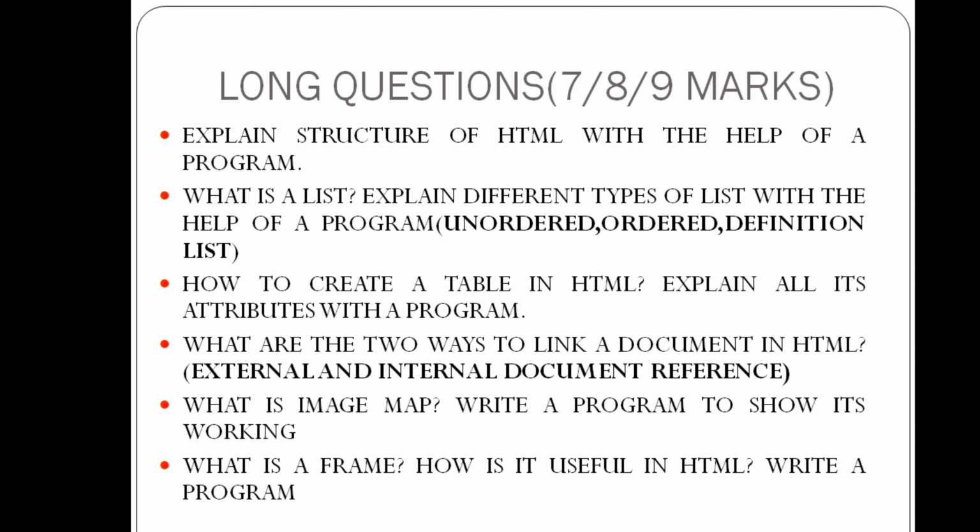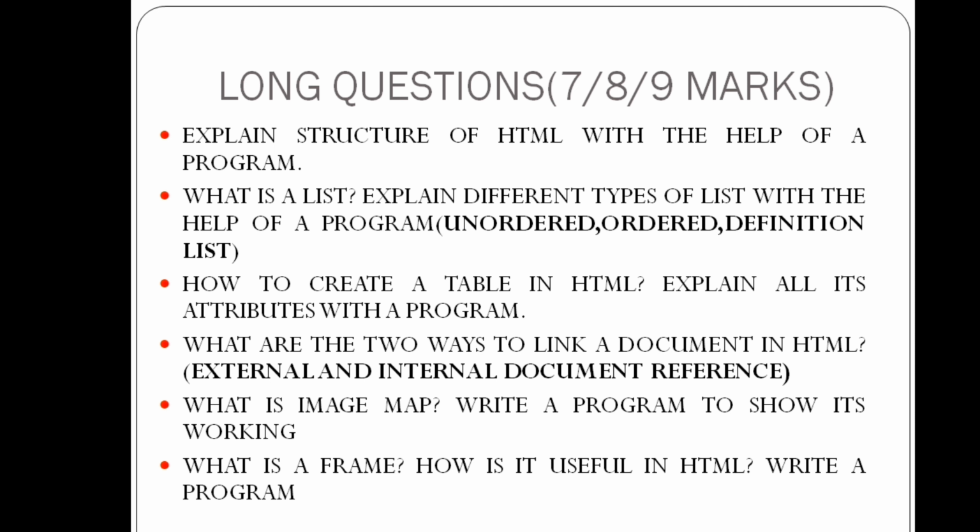Must remember this thing. For list, I have written in the bracket, you need to define unordered list, ordered list, and the definition list. Next question, how to create a table in HTML. So do all the attributes of a table and make a single program. Then what are the two ways to link a document in HTML? So it can be done with the help of external document reference or internal or external both.